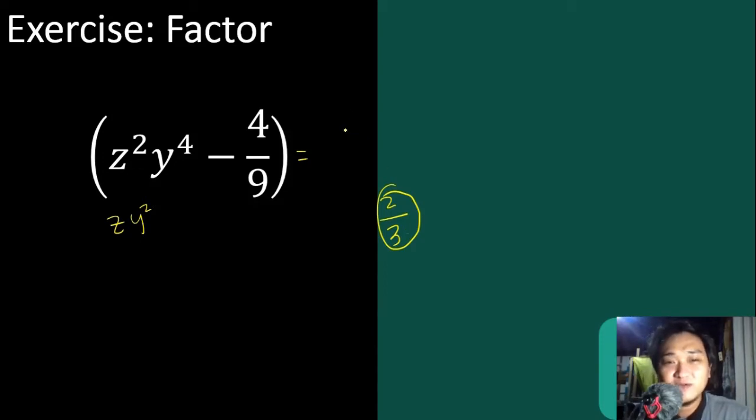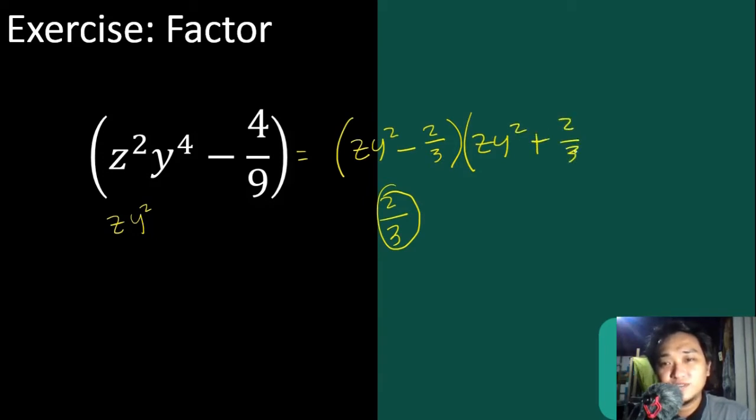Ready na tayong mag-factor. So what will be our factor? Our factor will be zy squared minus 2/3 or 2/3 times the quantity zy squared plus 2/3.